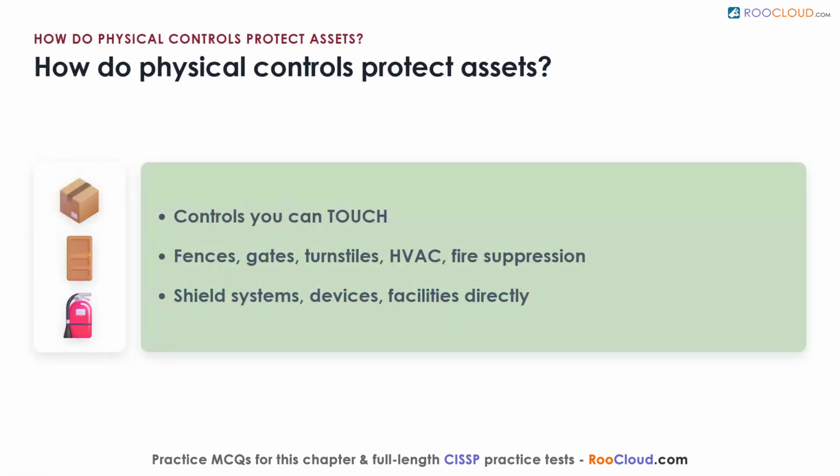So how do you actually protect all these assets? You use 2 broad families of control. Physical controls are the ones you can touch, like fences, gates, turnstiles, and even heating and fire suppression that guard the environment.